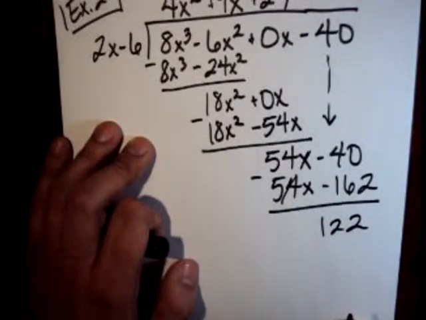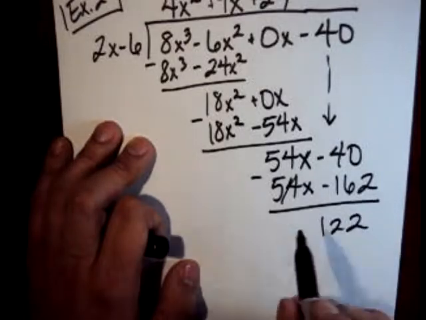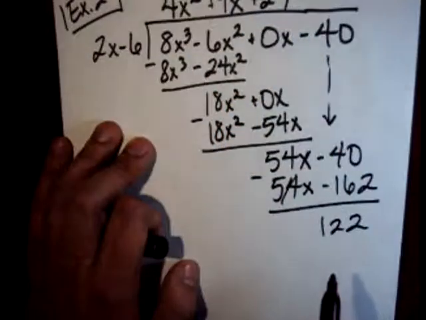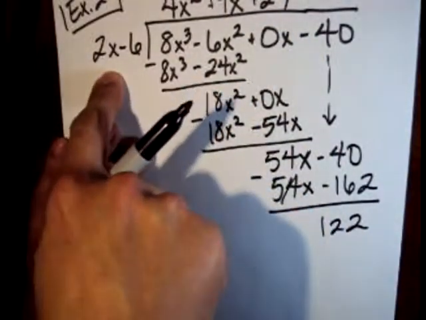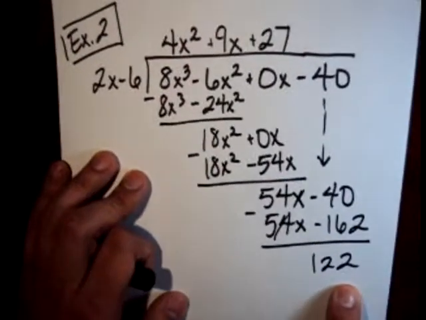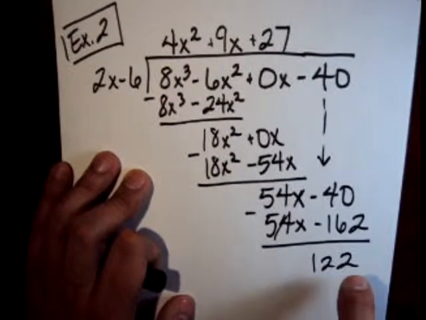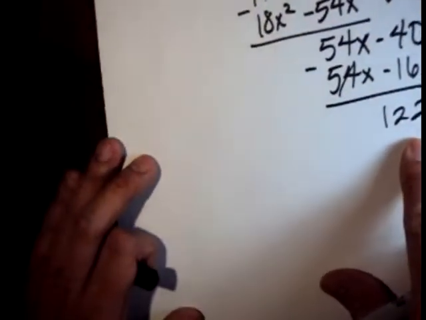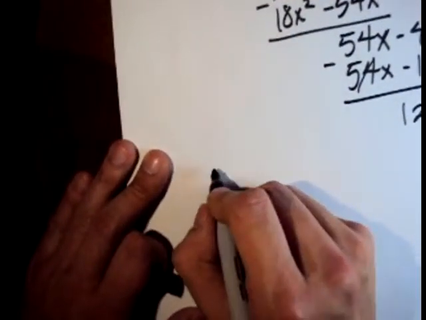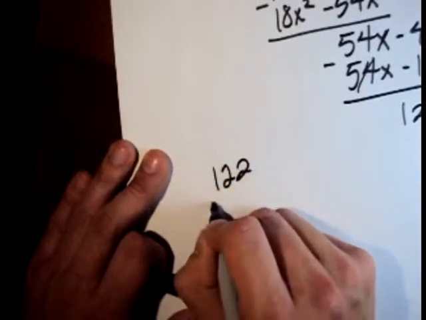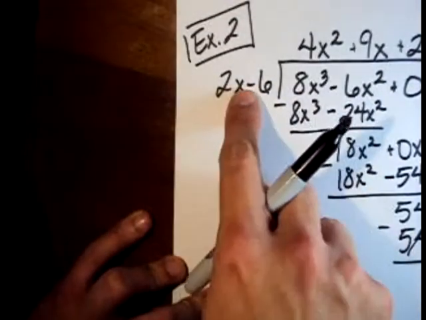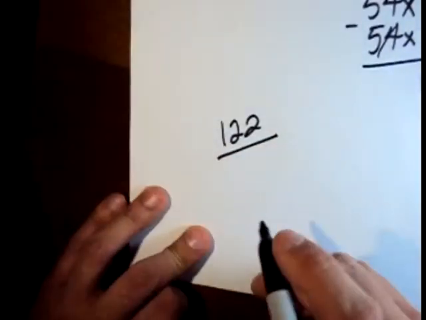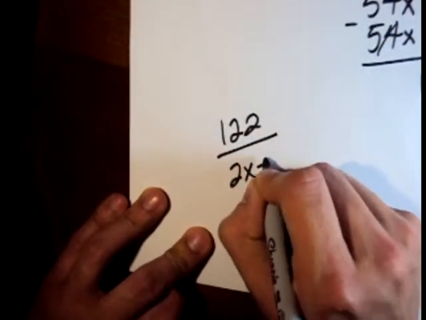Okay. So what do we do with that? Well, that is our remainder. Notice that 2x will not go into this because there isn't an x. So this is our remainder. This is what we're left with. So we could call that, let's deal with our remainder down here, 122 over what our divisor was. That's 2x minus 6. So 2x minus 6.